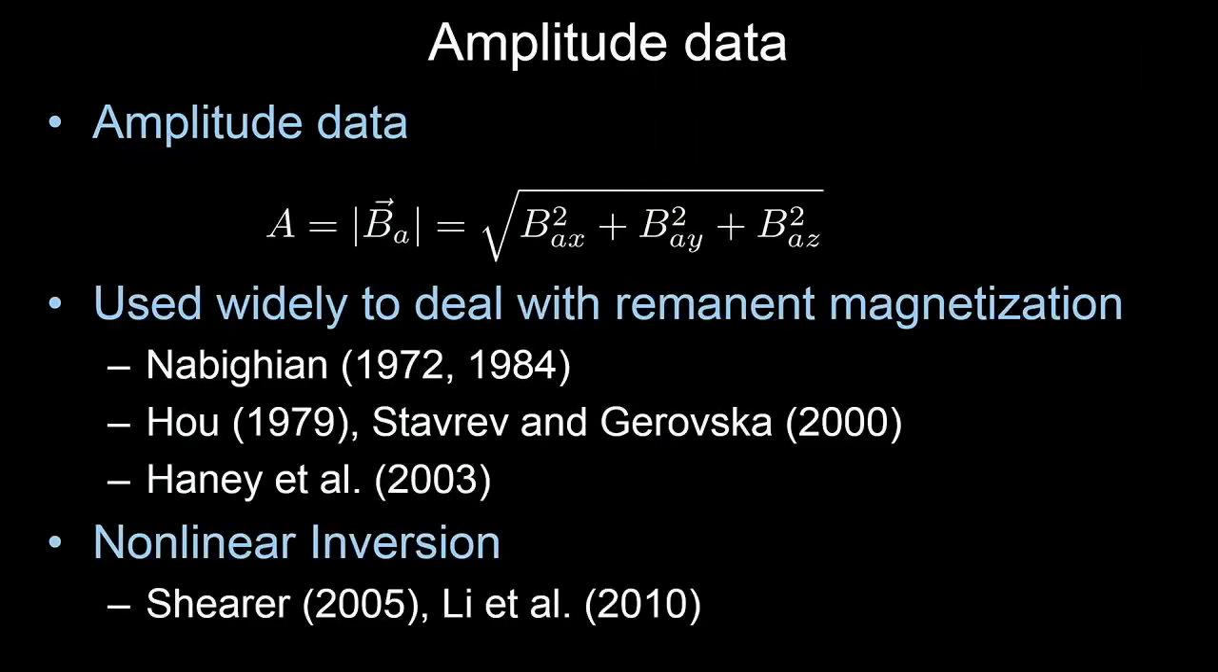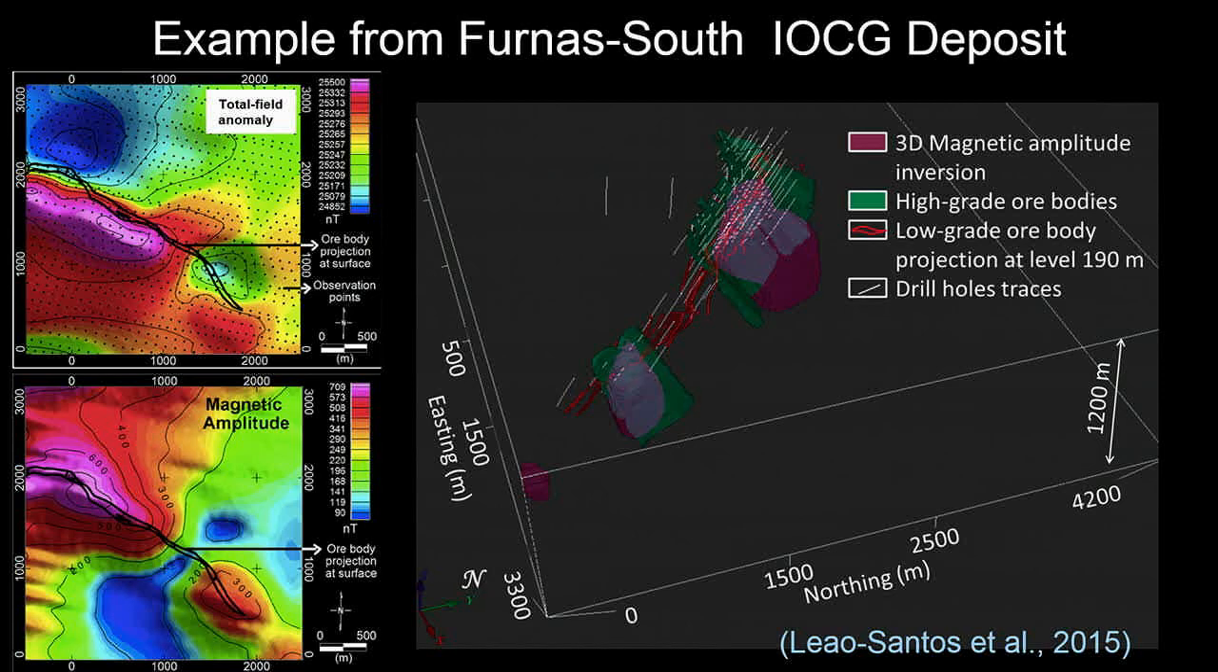So let's go through that. Conceptually, for the first one, you need the three components of the anomaly. You sum the squares and take the square root. That's the length or amplitude of the anomaly. There's a long history of the use of this. In fact, I can trace it earliest to a paper in China in 1979. This example is done by Marcelo Santos, and the example is from the Furnas South IOCG deposit.